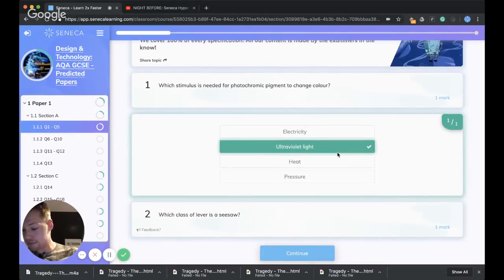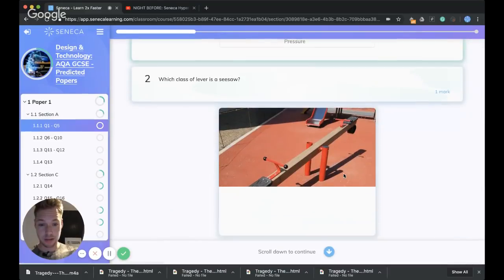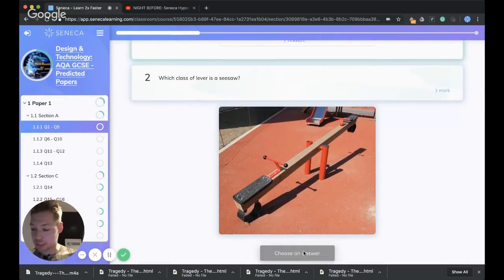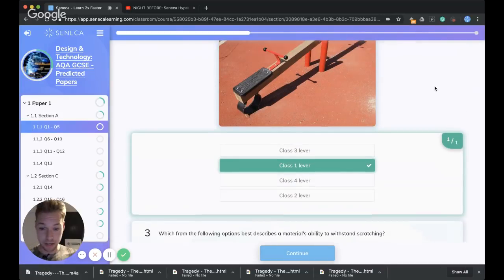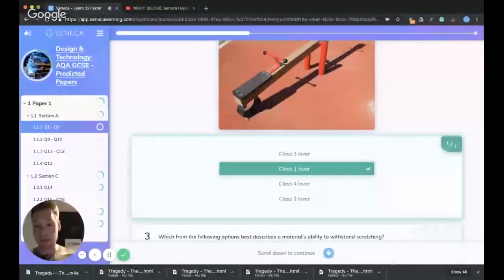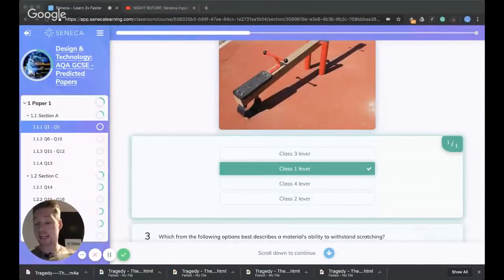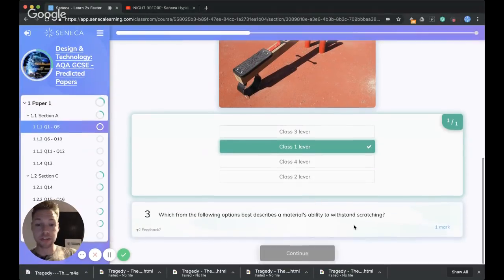So what class of lever is a seesaw? Can you guys tell me that? So that's a nice little picture of a seesaw. Really good. It's a class 1 lever. The key thing to remember with levers, a class 1 lever, the pivot is in the middle. A second class lever, the pivot is at one end of it and the load is in the middle. And for a third class lever, the pivot is in the same place as a second class lever, it's at the end, but the load is at the end of the seesaw, not the middle, okay? Really, really good, straight in there.